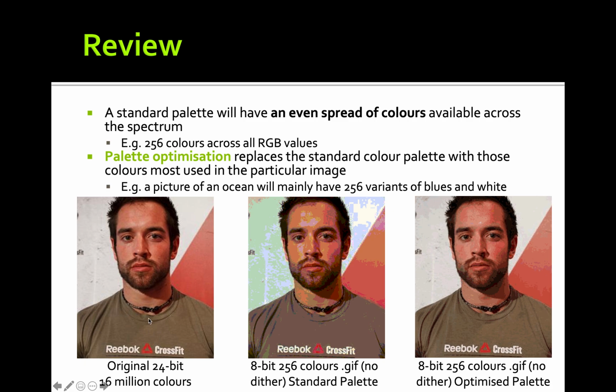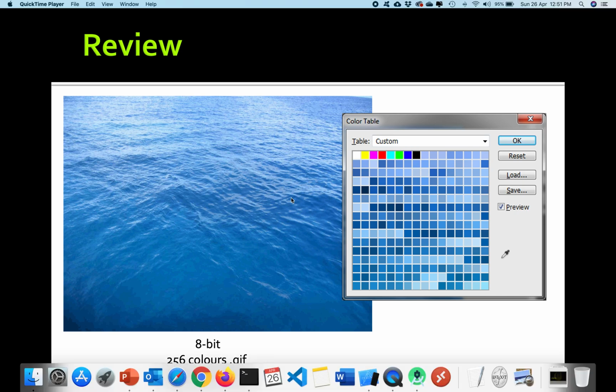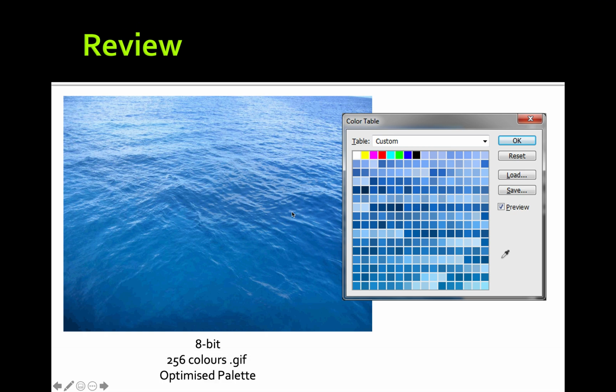So in this way we can optimize. For example, once we have converted that 24-bit raster image into an 8-bit image, we also have polarization issues. If we optimize the palette, we can increase the visual quality of that specific image. Similarly, if you look at the ocean picture, most of the colors there are blue, so we can optimize the palette accordingly.